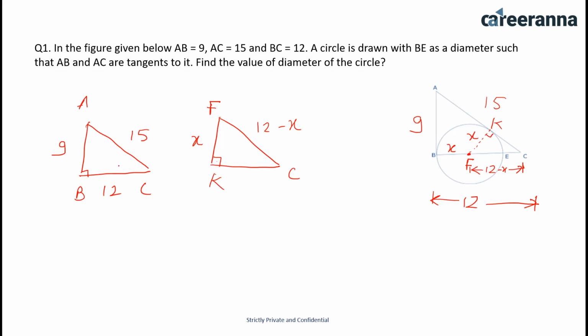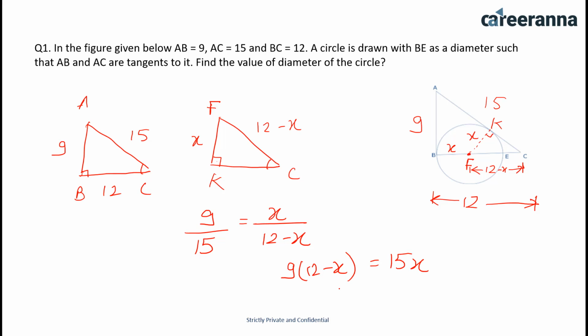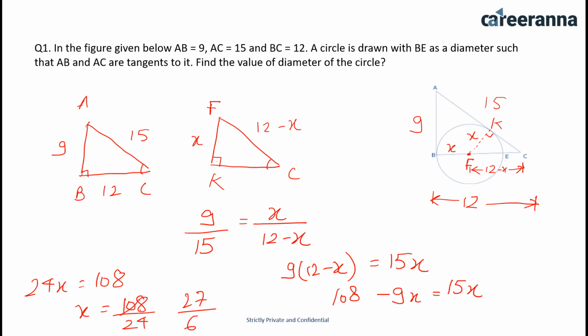Now this angle is 90 degrees and this angle C is common to both. So I can say that these two triangles are similar. So 9 by 15 is equal to X upon 12 minus X. On solving it, I'll get 9 into 12 minus X is equal to 15x. 12 nines are 108 minus 9x is equal to 15x. This will become 24x equal to 108. X will become 108 by 24, which is 27 by 6, and this turns out to be 4.5.